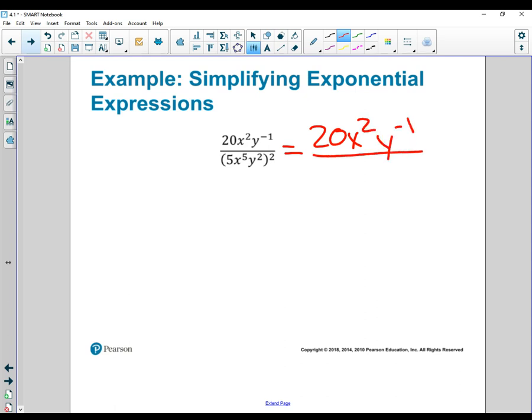5x to the 5th y squared. Everything gets squared. Are we okay? 5 squared is... x to the 5th squared is... y squared squared. 20 over 25, that simplifies to 1 over 4, so we could just write the 4 in the bottom.